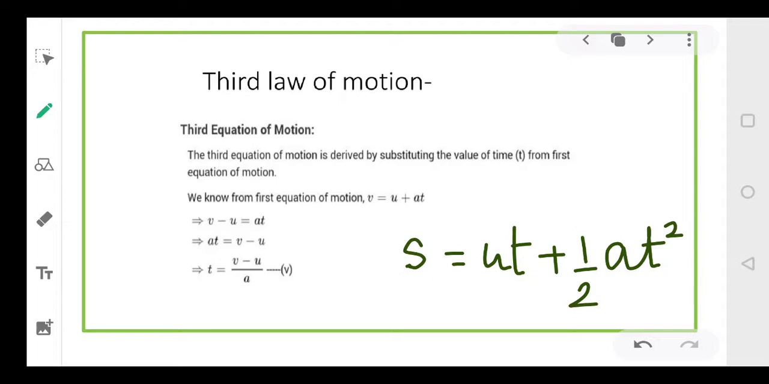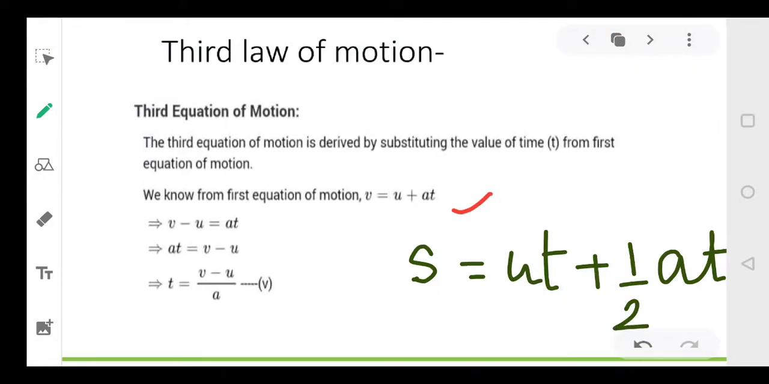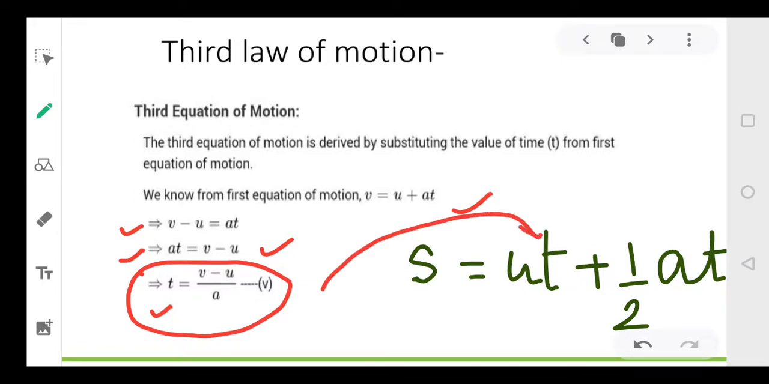Now, as we know, the first equation of motion says V is equal to U plus AT. So we can have V minus U is equal to AT. We can shift this U on this side. This becomes AT is equal to V minus U. So T is equal to V minus U upon A. So we have taken out the value for T. What is the value of T? V minus U upon A, right, everyone? Now we'll put this value of T in equation number 2.